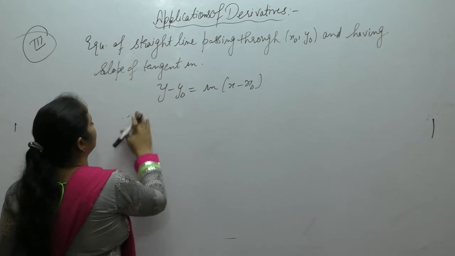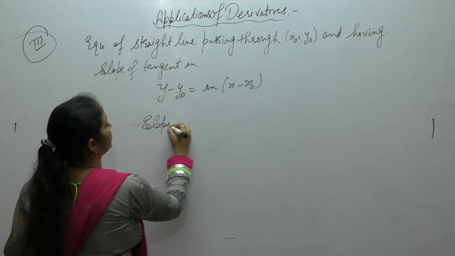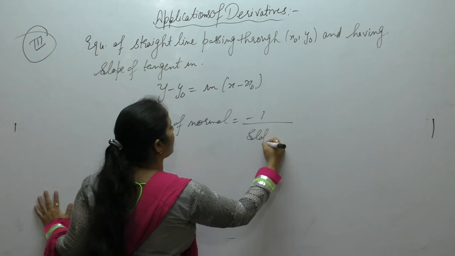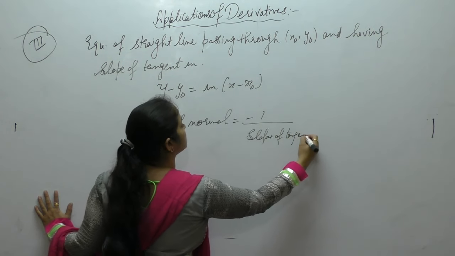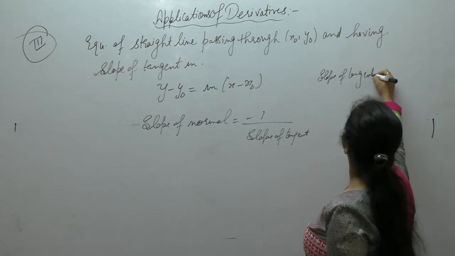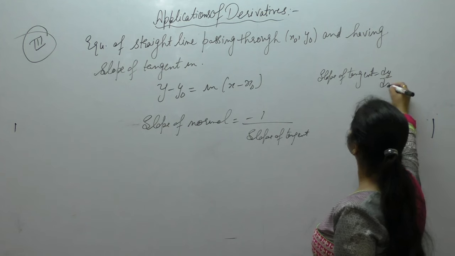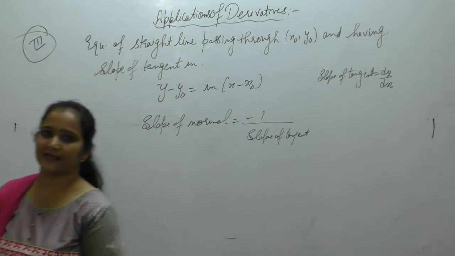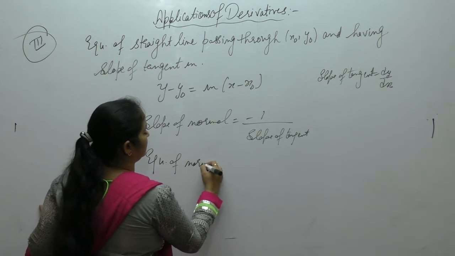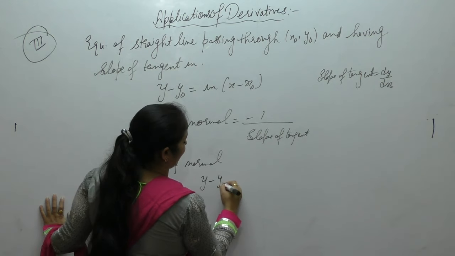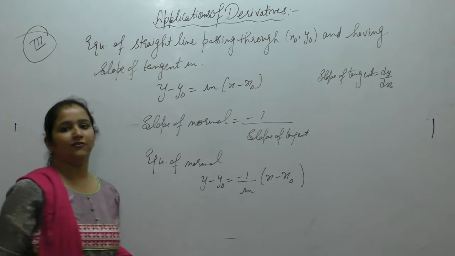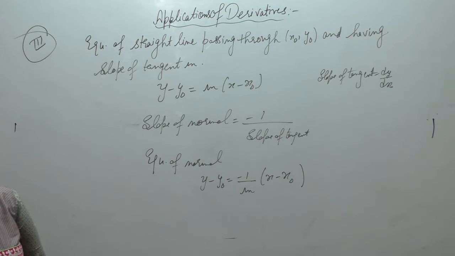Equation of normal. First find slope of normal. Slope of normal is equal to minus 1 upon slope of tangent. Slope of tangent is dy upon dx. So equation of normal will be y minus y naught equals minus 1 upon m times (x minus x naught), where m is the slope of tangent.